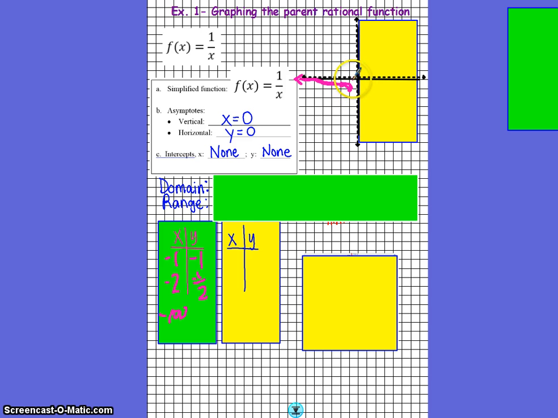But between 0 and -1, if we were to pick a point between here, we would see that the y values would get more and more negative, and it would look like this. Okay, now let's do the same thing for the right side of our graph.